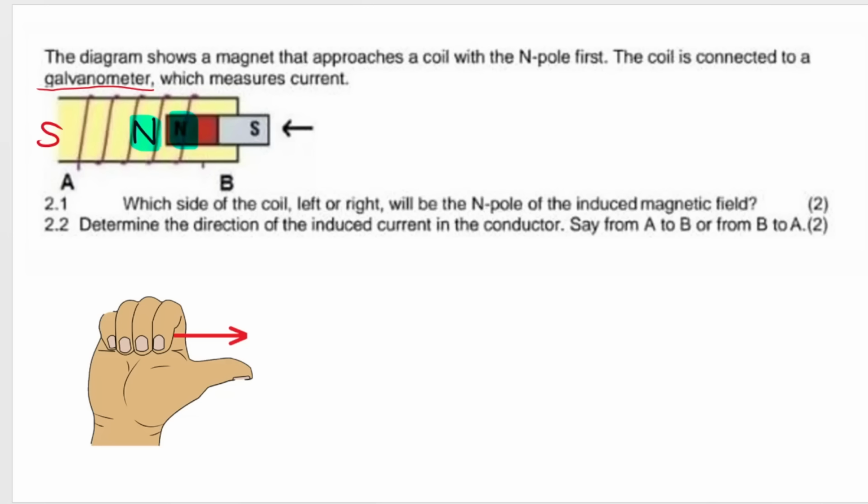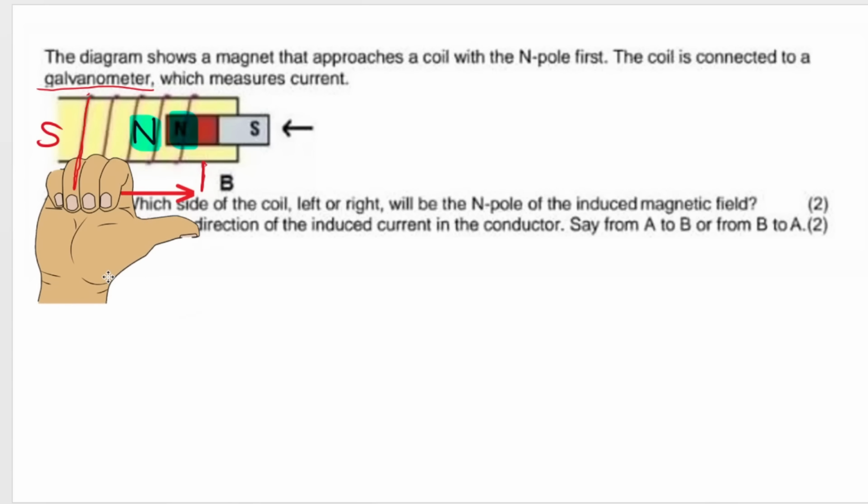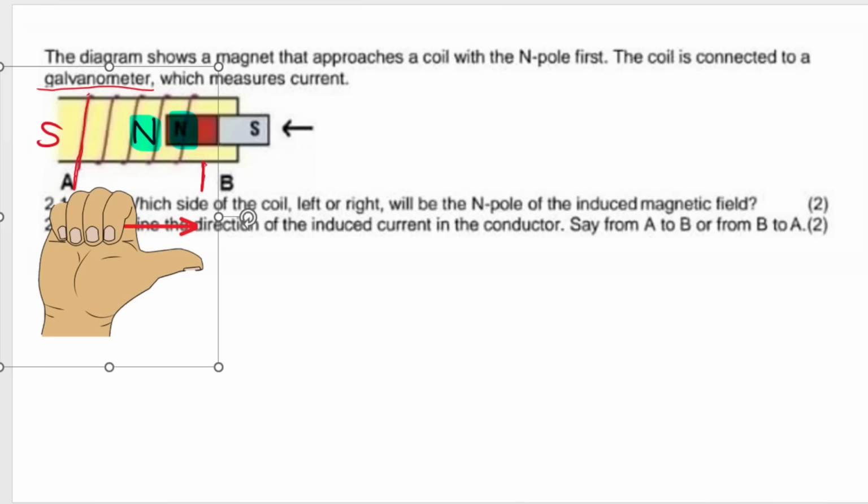Determine the direction of the induced current, say from A to B or B to A. Now again, make sure you can see the way that the coil is connected. A is going over here, then it's going behind. And at B, it's coming out the back there. Okay, so use your right hand rule. Here's my right hand. Point towards the north. Now, when I say towards the north, I hope you figured out by now that I'm pointing towards the induced north, this one. I'm not pointing towards the south, I'm pointing towards the north.